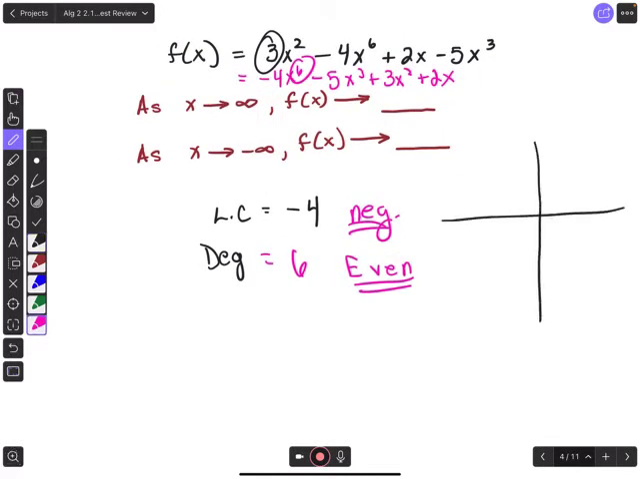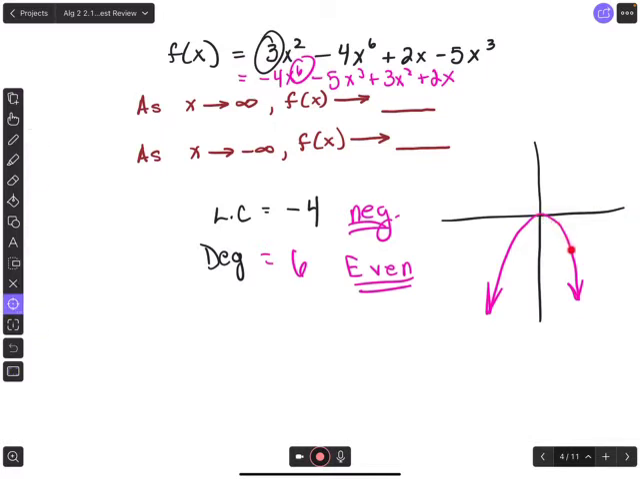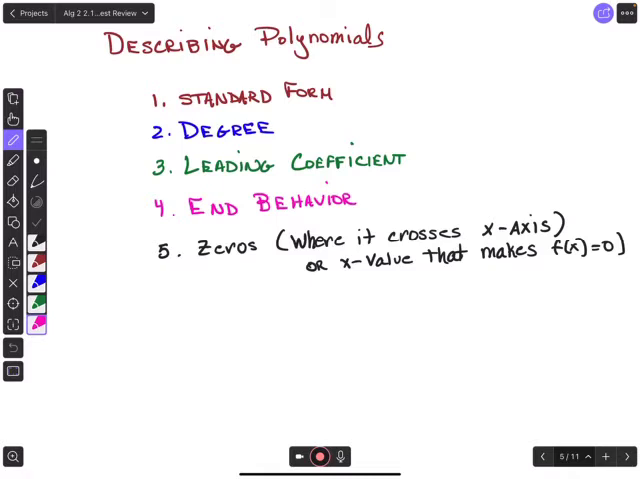And so right-hand side has to go down first, and left-hand side, because it's even degree, has to do the same thing. So as x gets really big, we trace it, and it goes down to negative infinity. And the left-hand side has to do the same thing. As x got negative, it went down. All right, so that's lead coefficients and degree to tell us end behavior. Next thing is kind of throwing that in with everything we've talked about. And so standard form we've discussed, degree we've discussed, lead coefficient we've talked about, end behavior we covered.